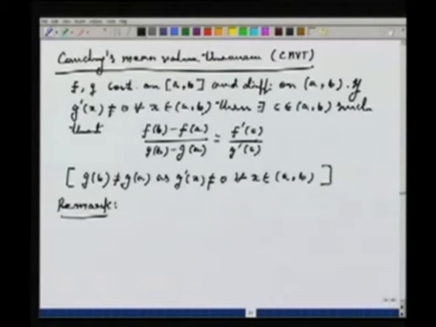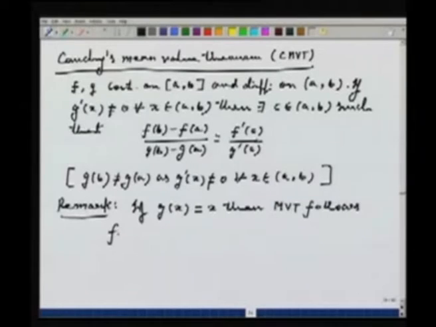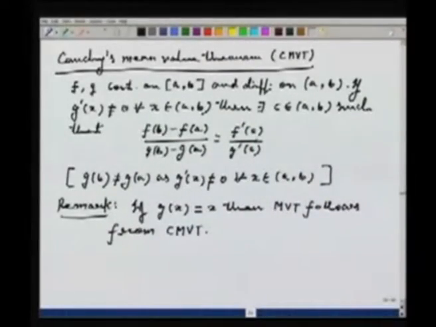that if I take g to be the particular function, g(x) equals x, then the usual mean value theorem follows from Cauchy's mean value theorem, which is obvious because in the expression, if you assume g(x) equals x, then gb minus ga turns out to be b minus a, and in that case g prime c is anyway 1 because g(x) equals x has the derivative 1 everywhere.